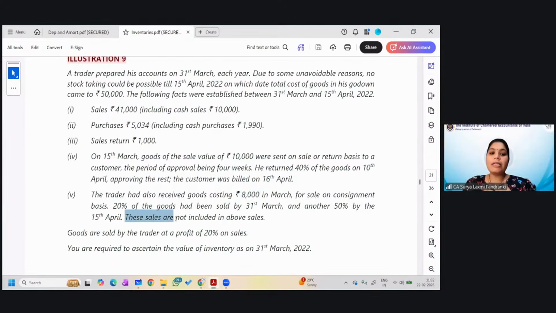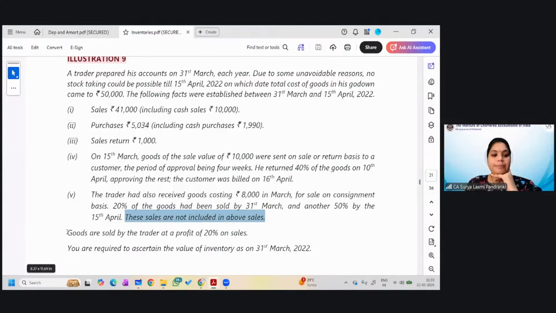And the last point is these sales are not included in your above sales. Should we include them? We should not include them. They have done it correctly. They didn't include them, and they're right in doing that because it is not our sales. We only charge a commission. We don't have to record the entire sales on it. Those sales will be the consigner's sales and not my sales. So this point they have done correctly.